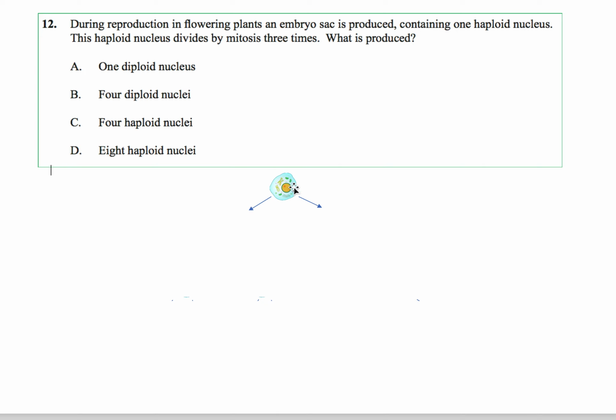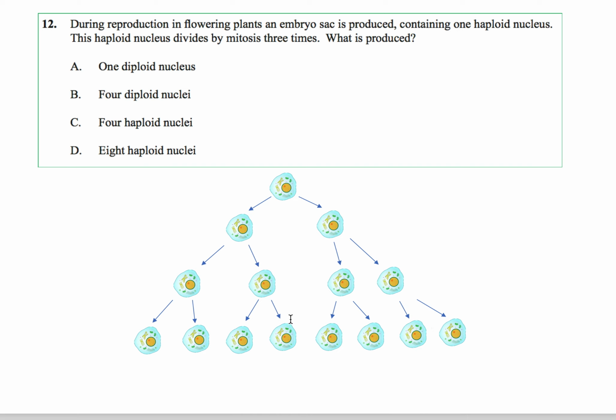Okay, dividing it in 2. So this cell, after 1 division, will become 2 cells. Now the next division, each of these cells will become their own 2 separate cells. So after 2 divisions, we have produced a total of 4 cells. Okay, because 1 cell became 2 cells, and then each of these 2 cells became their own 2 cells. So far we have 4 cells, 4 haploid nuclei. But they're saying we need to divide 3 times. So if we divide 1 more time, we will have a total of 8 cells. Okay, so the answer will be 8 haploid nuclei.